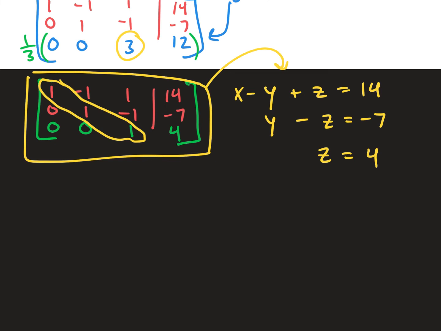So what can I do to solve for y? Because I already have z. Plug in z into the second equation. So I have y minus 4 is equal to -7. Add 4 to both sides. Y equals -3. And then what's next?